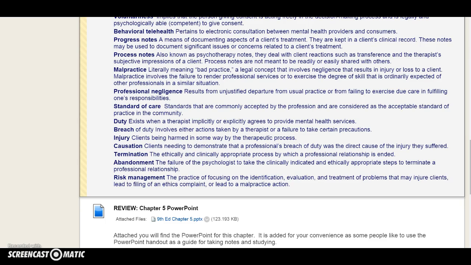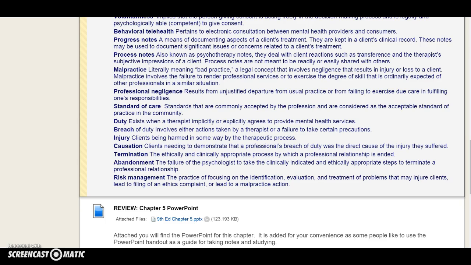So it's important that you have notation on every single one of your clients: what was discussed, how long you discussed it, or how long the session was, and then what your thoughts are about the discussion. There are different formats you can use for doing that.